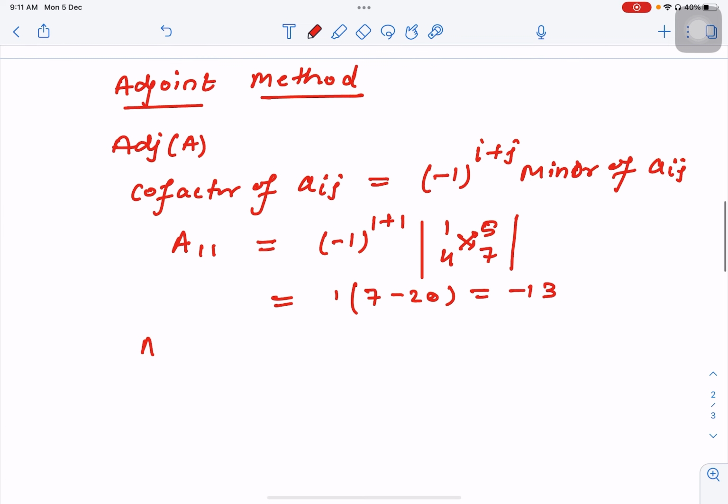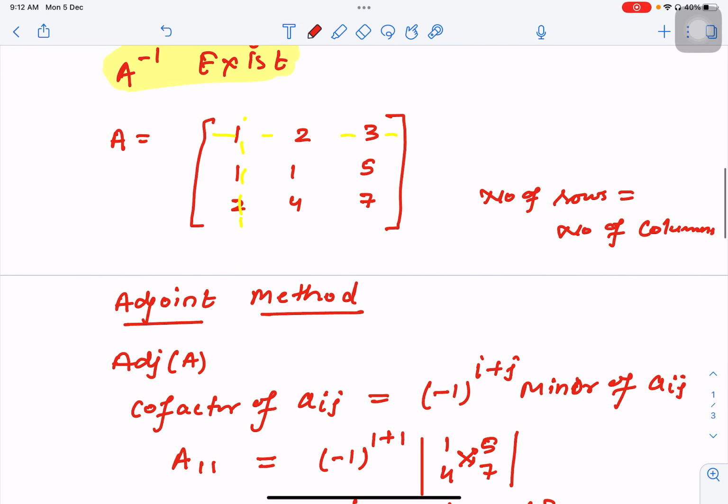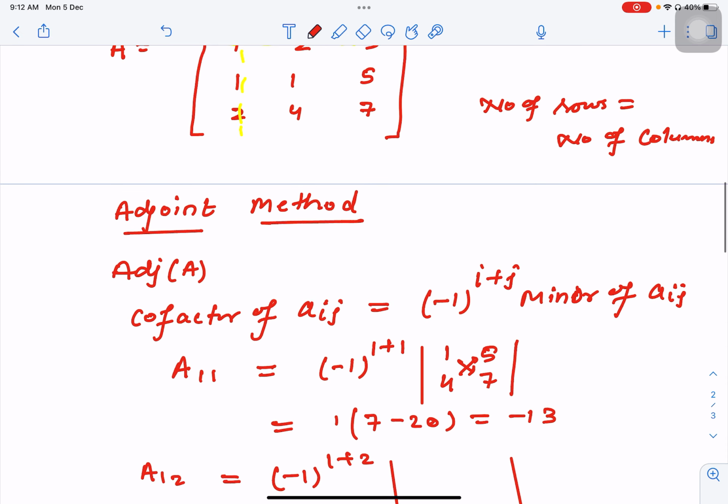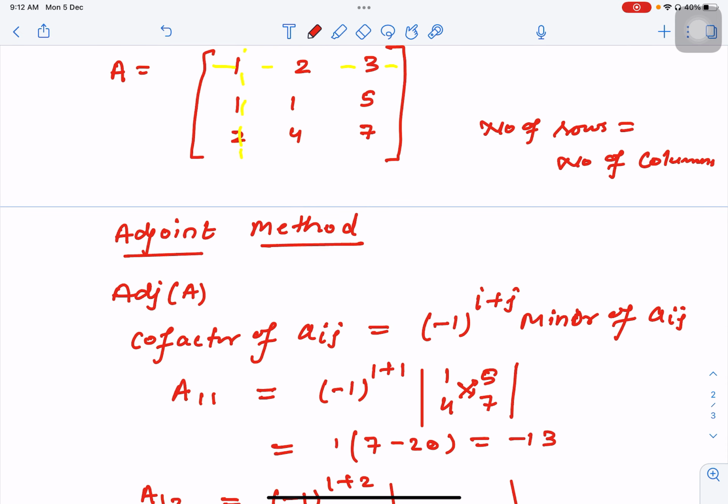Similarly, we will find A12. What will be the formula for A12? -1 raised to 1 plus 2. Now which row and which column will you delete? You will delete the first row and the second column. So if you delete the first row and the second column, what remains?